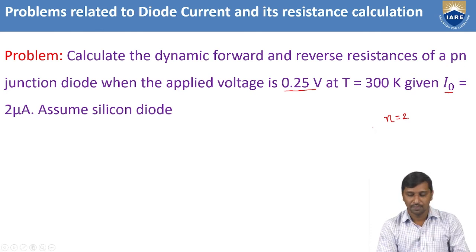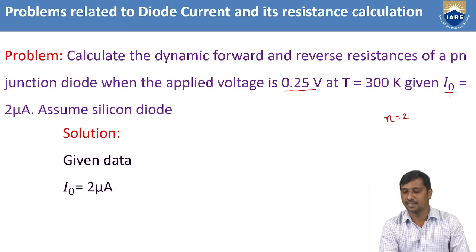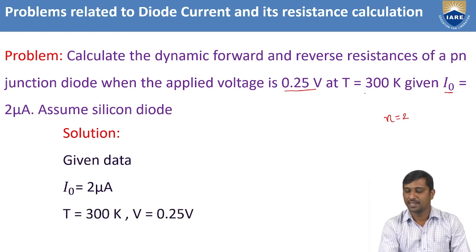Now first we need to write what the given statements of the problem are. Here I am writing: the reverse saturation current I naught is 2 microamperes, the temperature is 300 kelvins, and the voltage across the diode is 0.25 volts. Now we need to assume the eta value based on the type of diode, that is a silicon diode. Hence, we consider the eta value as 2.